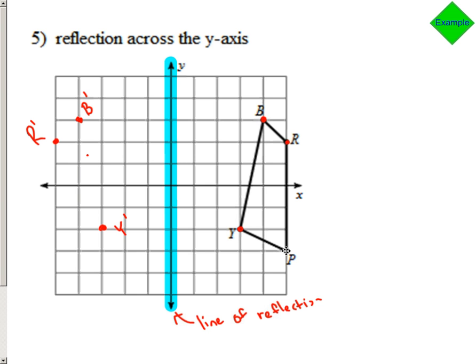And then P is right here. So let's count up the units. 1, 2, 3, 4, 5 units away. So 1, 2, 3, 4, 5 units away. Let me pause the video and get those lines drawn in. And as you can see, this is a mirror image of what we had over here. And that's how we reflect.